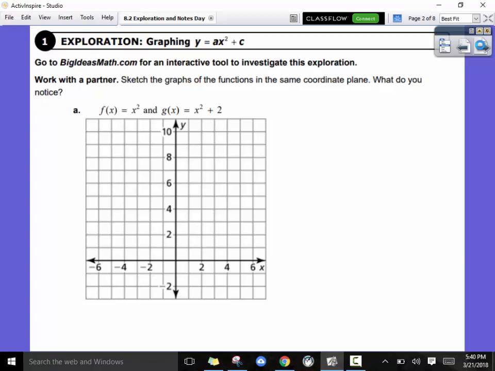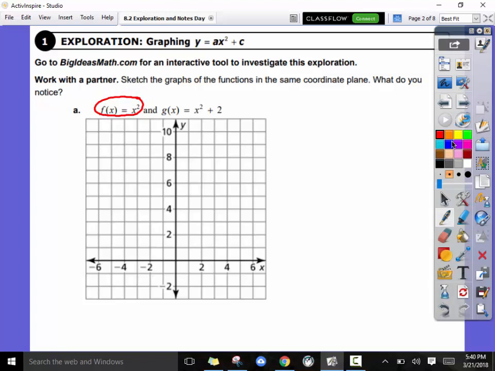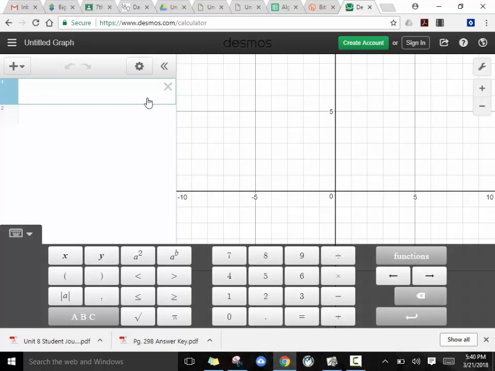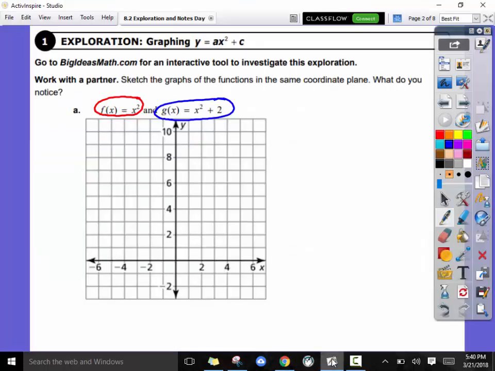What do you notice? So you have two functions here. F of x equals x squared, and g of x equals x squared plus 2. You are going to go to Desmos, click Start Graphing, and you'll type in both of those functions on the same graph. So you should have two lines when you're done, and then you'll come back and sketch it on your graph and answer the question, what do you notice? What's different? What's the same? So go ahead and push pause and go to Desmos, and when you have graphed them and sketched them and then compared them, you can push play.